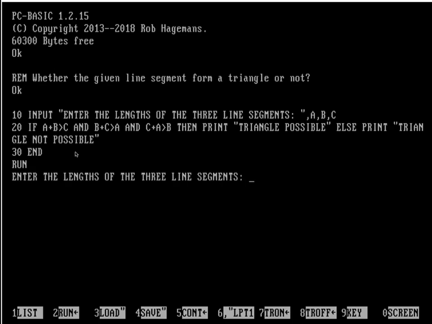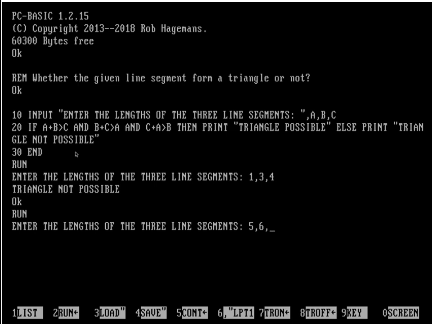So first we are going to input 1 3 4. See, triangle not possible. Why? Because 1 plus 3 is 4, but 4 is not greater than 4. 4 is equal to 4. Now let's try it again.